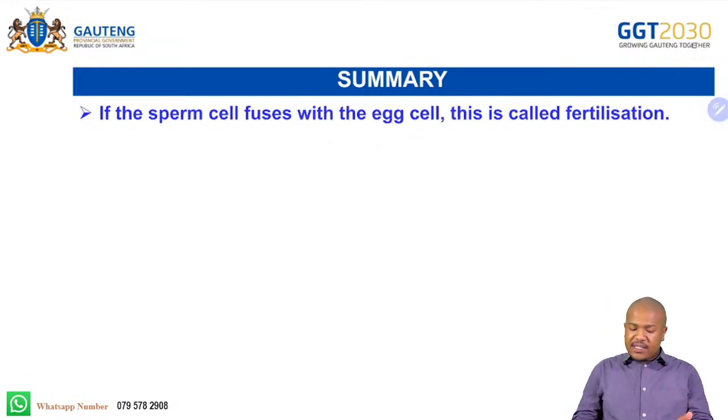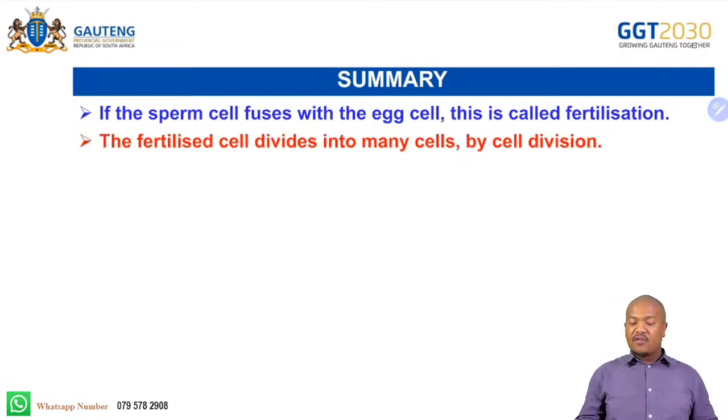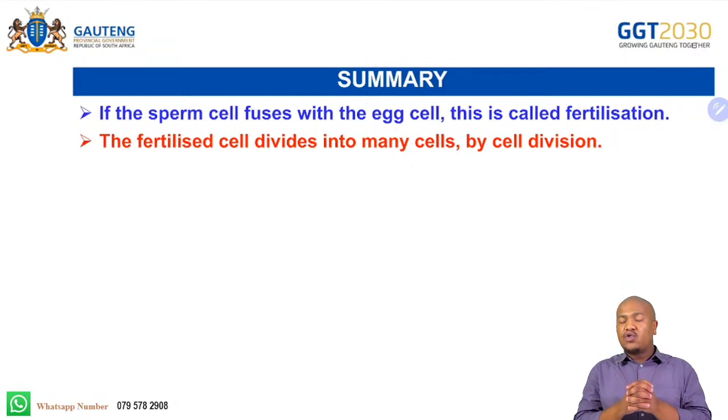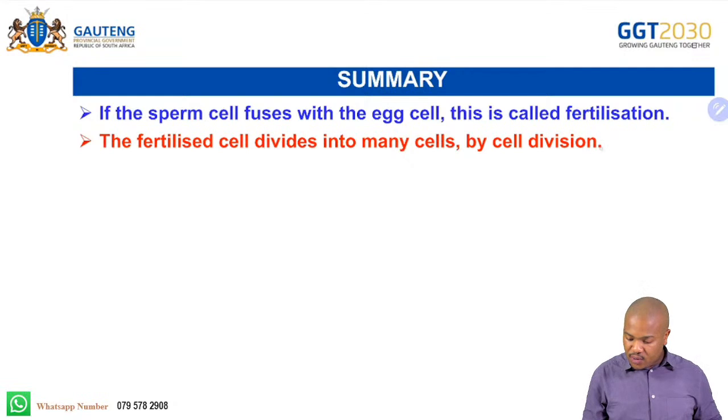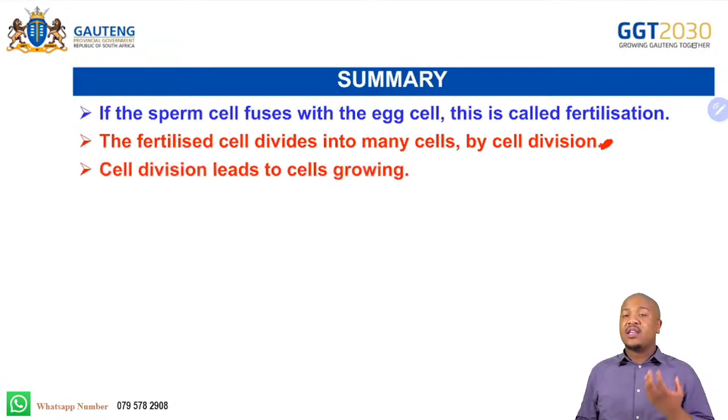If the sperm cell fuses with the egg cell, it is called fertilization, and the fertilized cell divides into many cells by cell division. You have the sperm cell and the egg cell coming together to form one cell, right? Fertilization has taken place, and now that embryo is going to divide to form many cells that will lead to tissues, tissues becoming organs, organs becoming systems, and those systems becoming a whole baby, right?